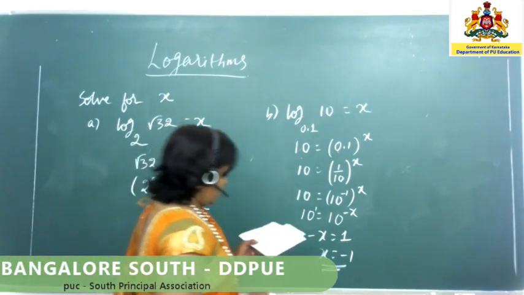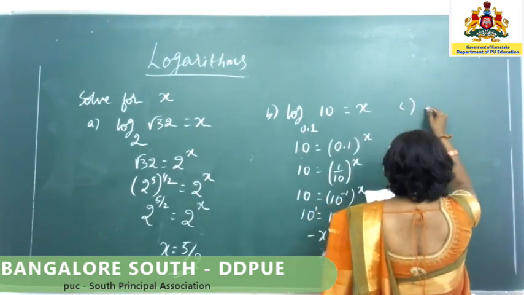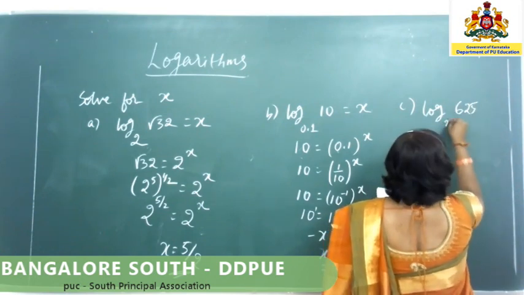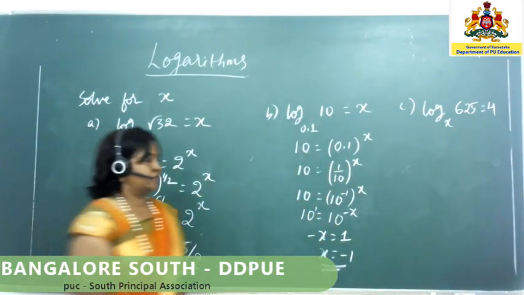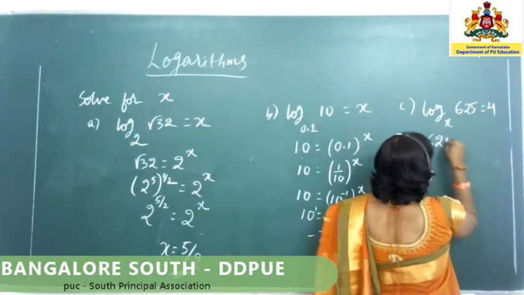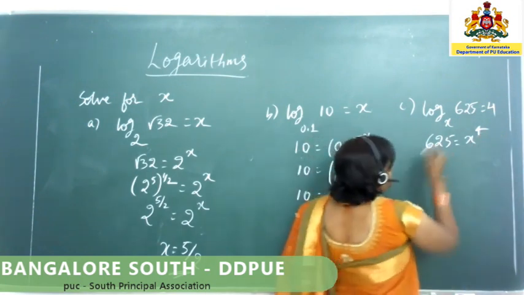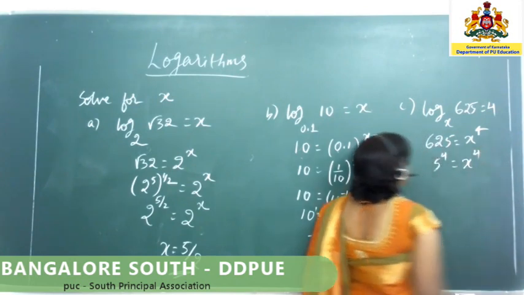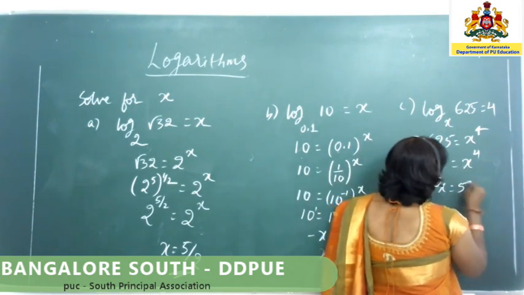In a similar way, the next question, log 625 to base x is equal to 4. This can be expressed as 625 is equal to x to the power of 4. So 625 can be written as 5 to the power of 4 is equal to x to the power of 4. So therefore, x is equal to 5.